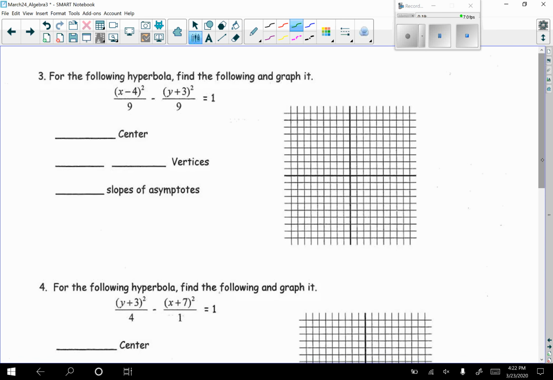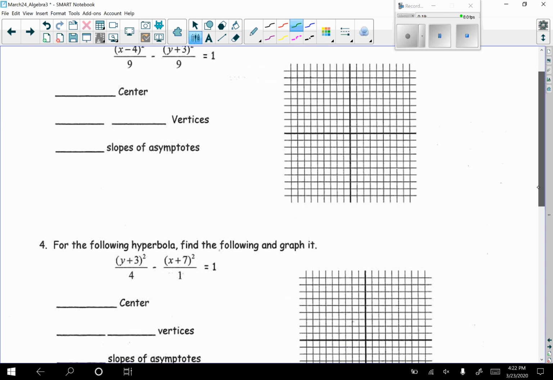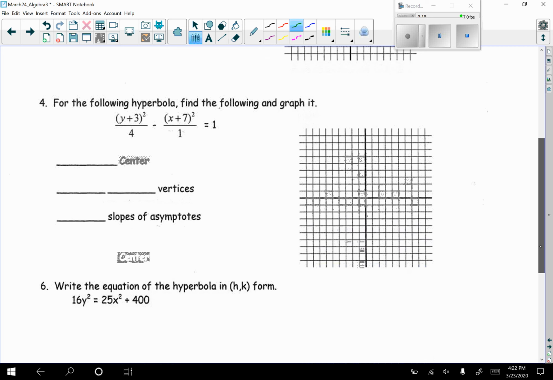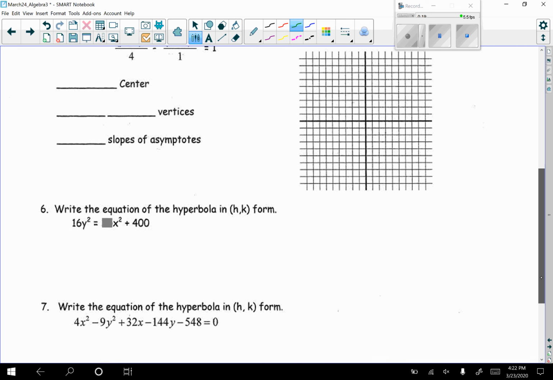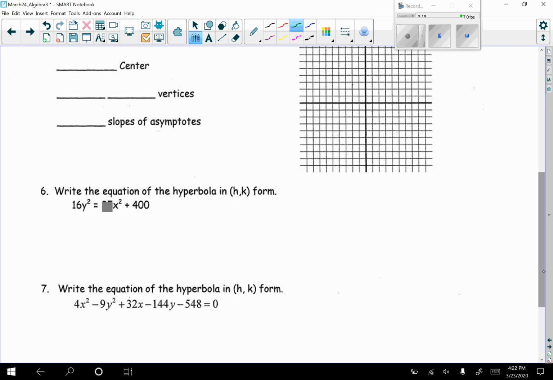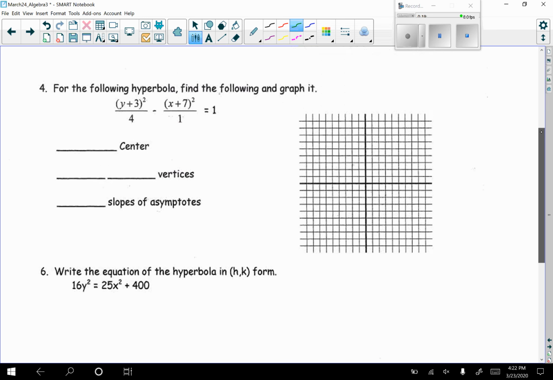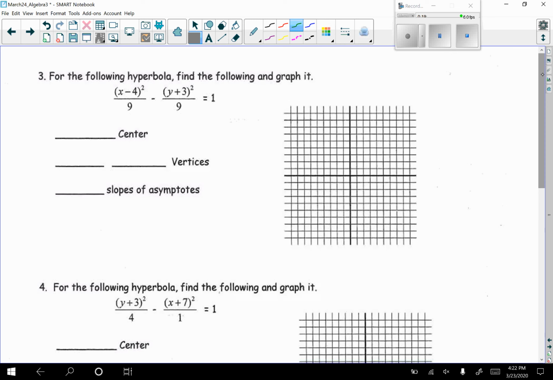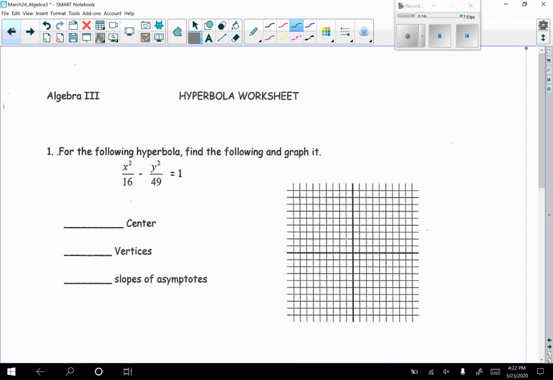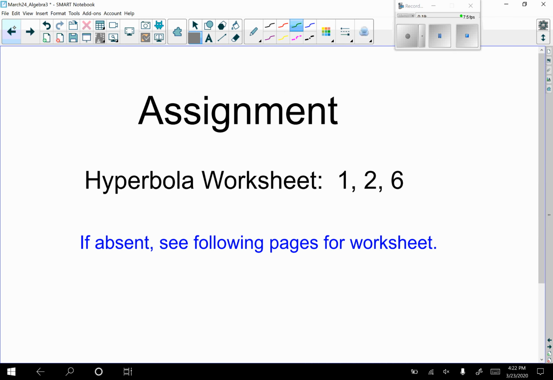On the next page, you're skipping 3 and 4 for right now. There was no number 5 that I typed on here, so that's why you're just going to 6. Write this in HK form. That's all you have to do. So not a lot. Like I said, get caught up with your other assignments as well. I will post this as a separate PDF, but you're just doing 1, 2, and 6.